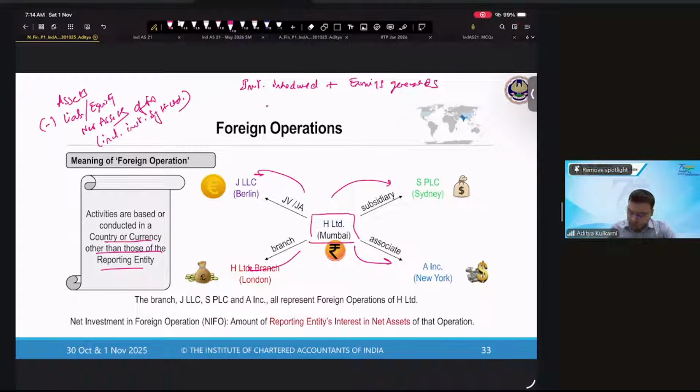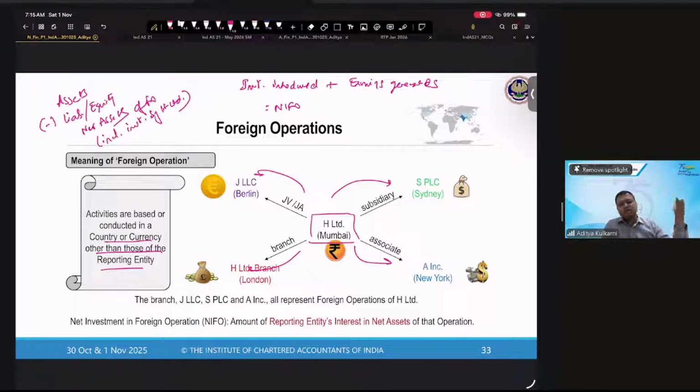So we call this by a different name, a net investment in foreign operation. It is a net investment in foreign operation. One is my gross investment. That means I have put in my capital, I have put in my contribution. That becomes your gross investment.